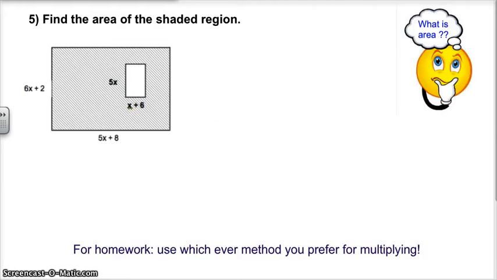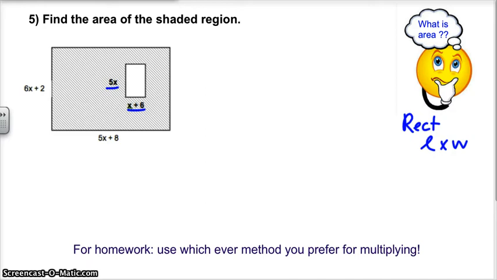All right, in this problem, it says find the area of the shaded region. Well, what is area? Area is the square units within a shape. The two shapes we have here are rectangles. So we find the area of a rectangle by doing length times width. In this particular case, our length and our width are not numbers, but they're monomials and binomials.